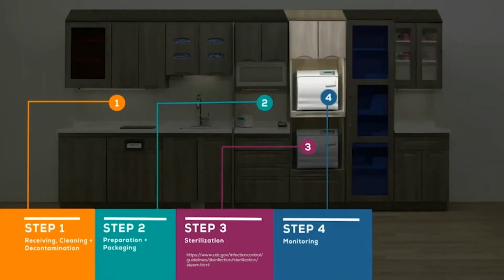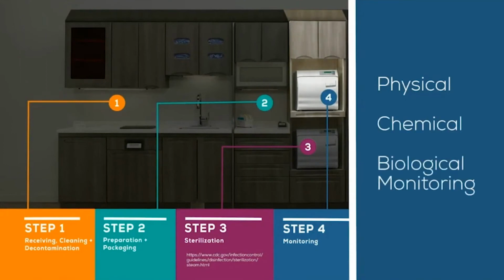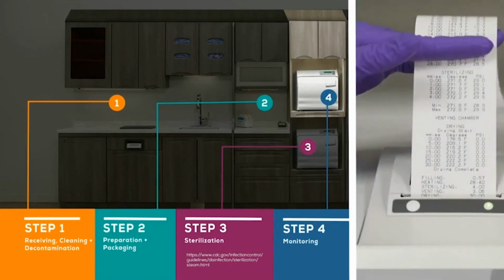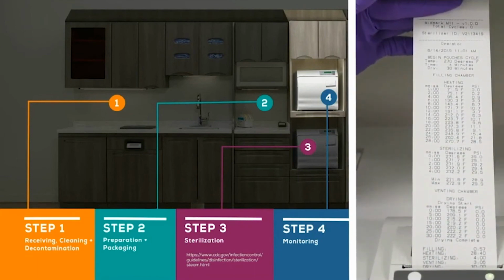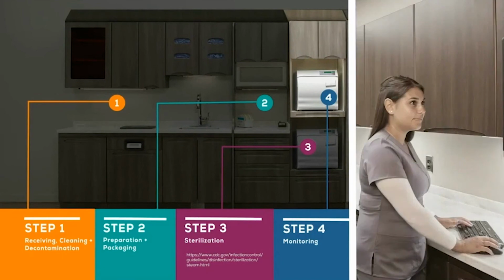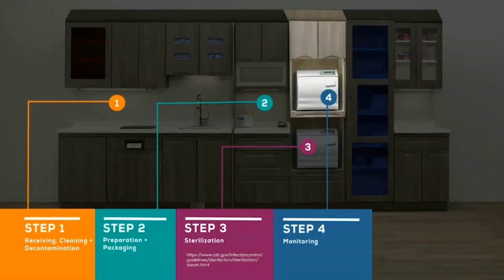Step 4. Monitoring. Use physical, chemical, and biological monitoring as required by local, state, and federal regulations to ensure the effectiveness of the sterilization process. Records of physical, chemical, and biological indicators of sterilizer performance should also be documented by either print or electronic means. These records must be organized, stored, and accessible for a certain period of time as required by local, state, and federal regulations.